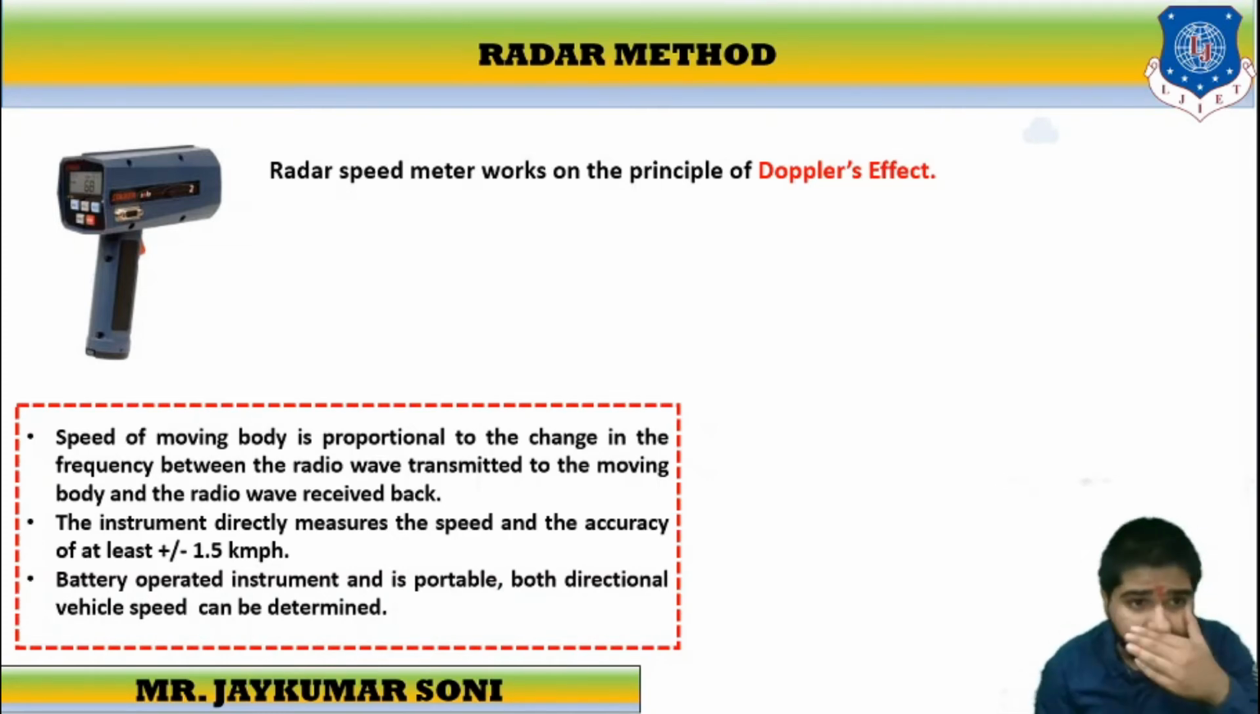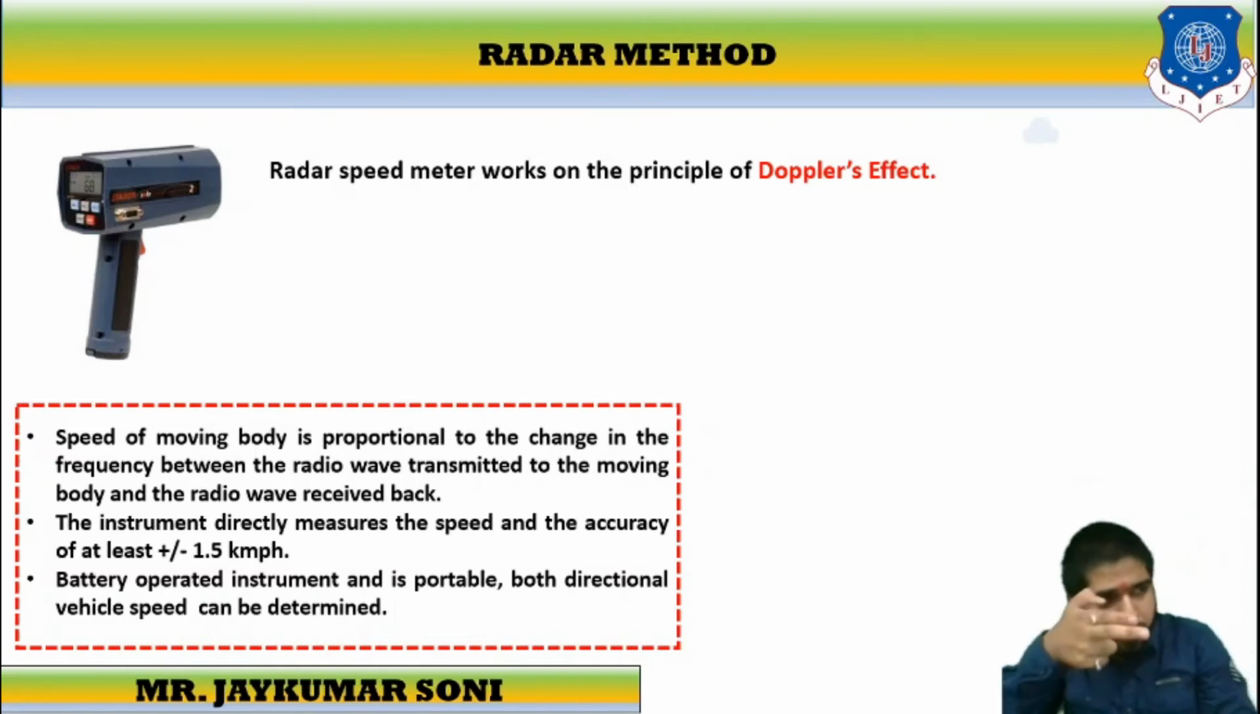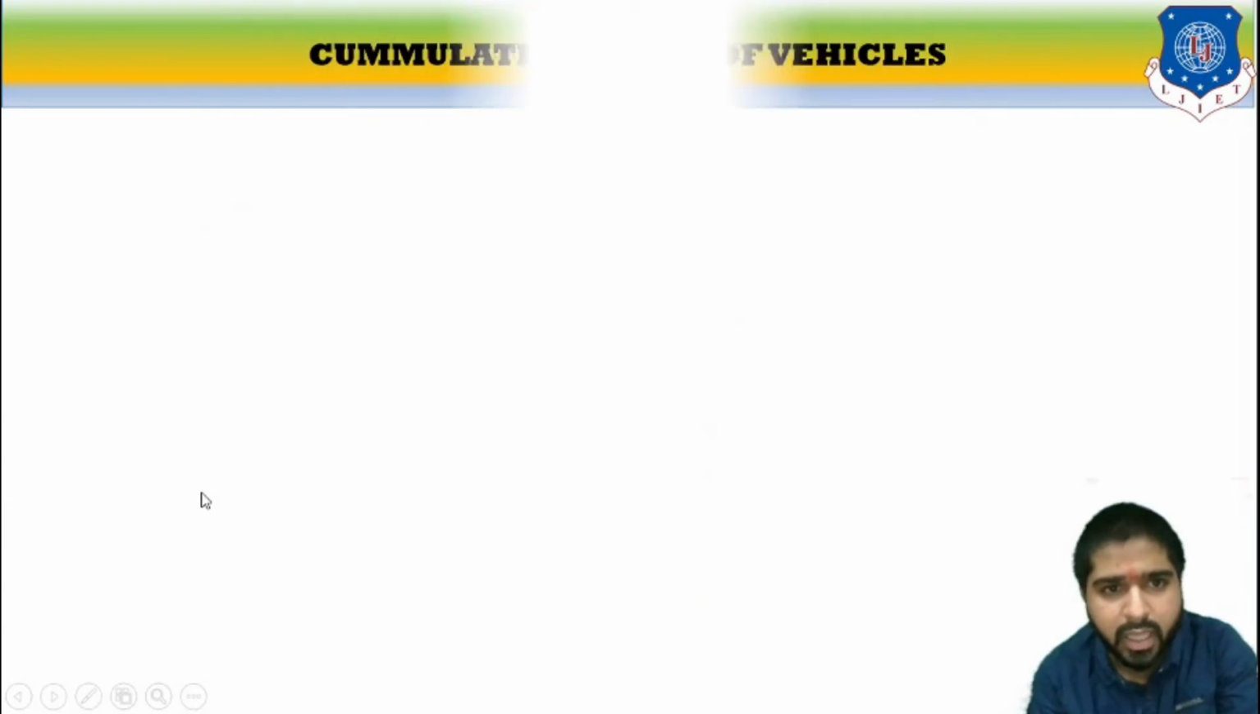It is battery operated as I have shown in the figure. It is portable. It is just like the temperature check machine. It can calculate both directional vehicle speed. I just have to put like this and trigger the button and I will be able to know the speed just like it is provided over here. So this is how the radar method works.